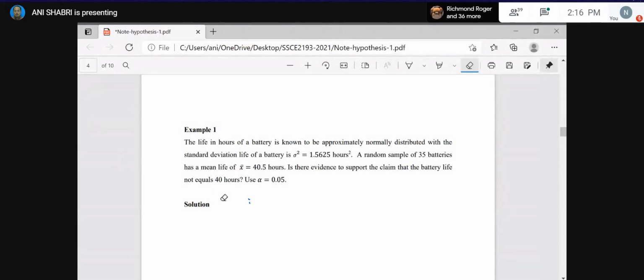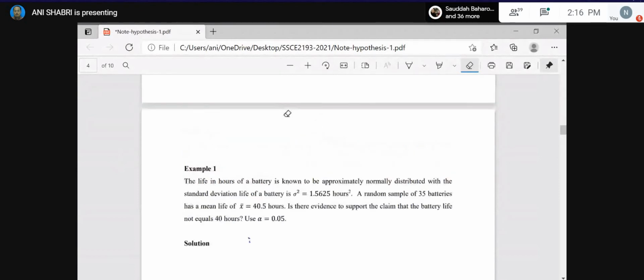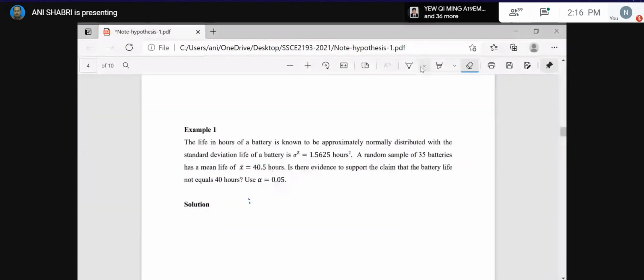Then you must write the hypothesis. The hypothesis is based on the table. If you see the question here, we want to test. This is the hypothesis. If you see the word claim, it means hypothesis. We want to test whether the battery's life is equal or not equal. Okay, this one is not equal.